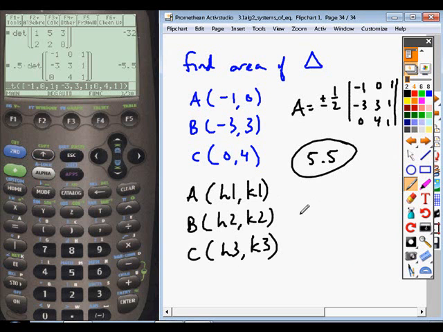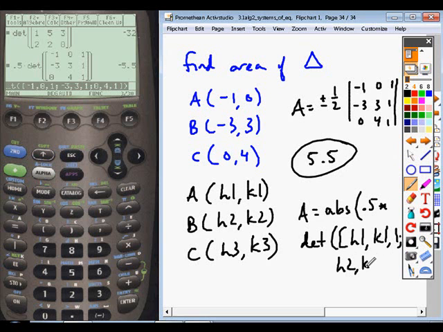And you see that your calculation is basically, because of the plus or minus, it truly does wind up being the absolute value of this whole value. 0.5 times the determinant of, and then our matrix is just H1, K1, 1, H2, K2, 1, H3, K3, 1, close the bracket, end it. And that's all you would have to do.